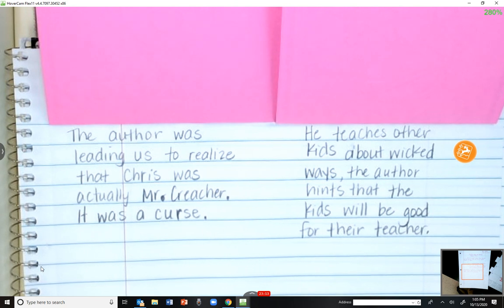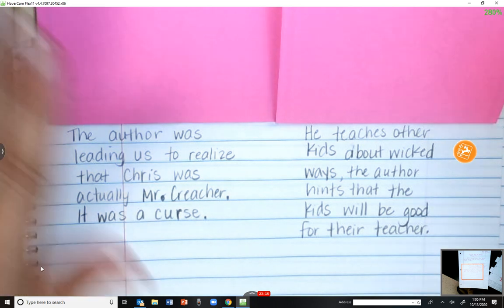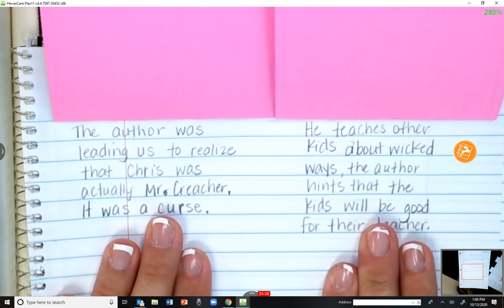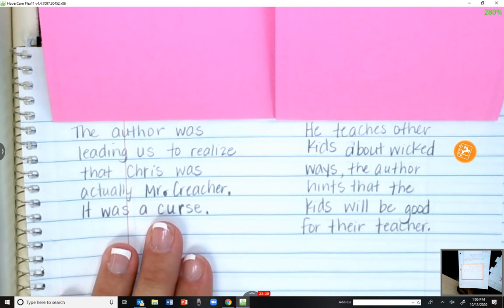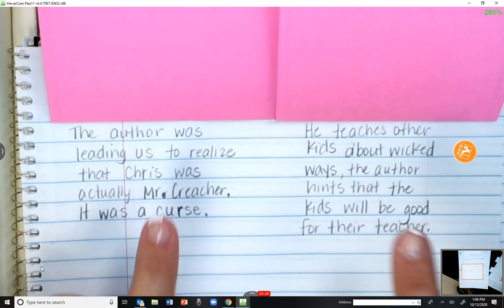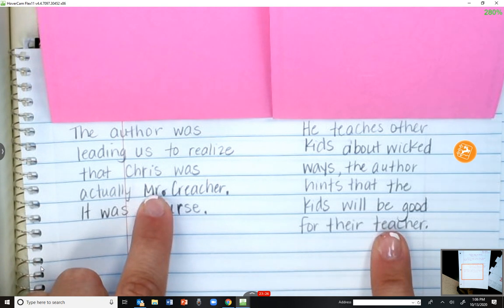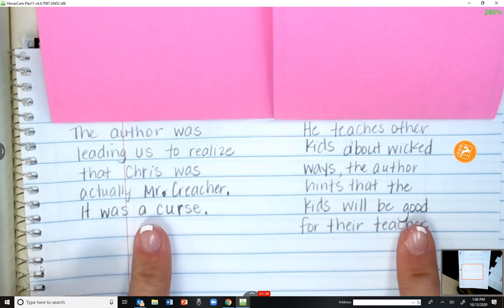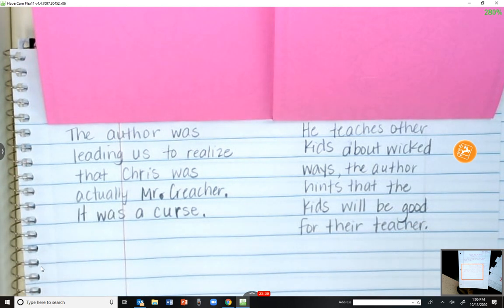Okay? All right, so those of you at home, you could have typed this in. We're writing it in our journal here at school, but as long as you know what needs to go under the creature side and what needs to go under the student side, you can just type that in Seesaw. Okay?